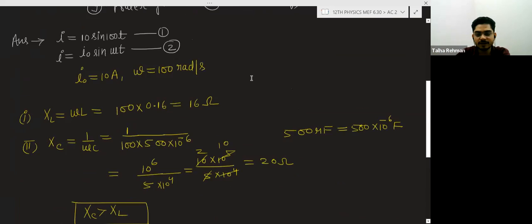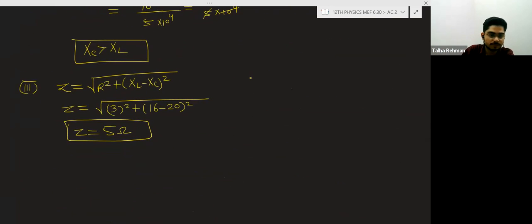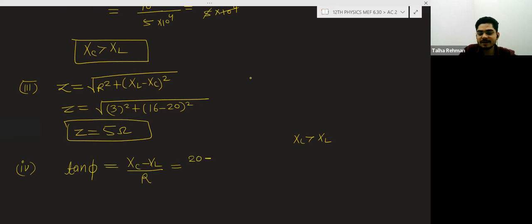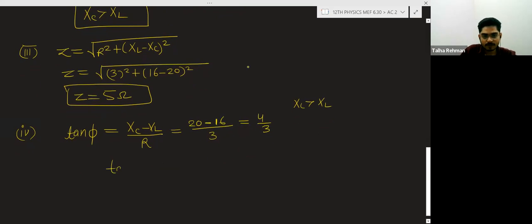Fourth part, phi. They are asking phi. One formula I have told you, tan phi, when your XC is greater than XL, tan phi becomes XC minus XL divided by R. What is your XC? 20. What is your XL? 16. What is your R? 3. 4 by 3. So tan phi is equal to 4 by 3.